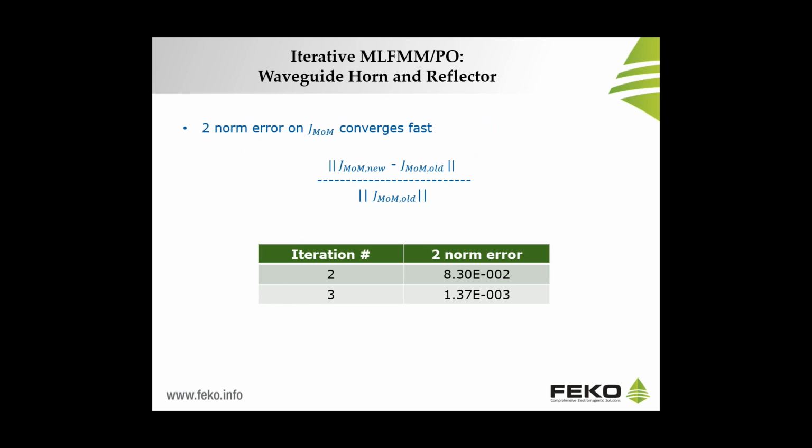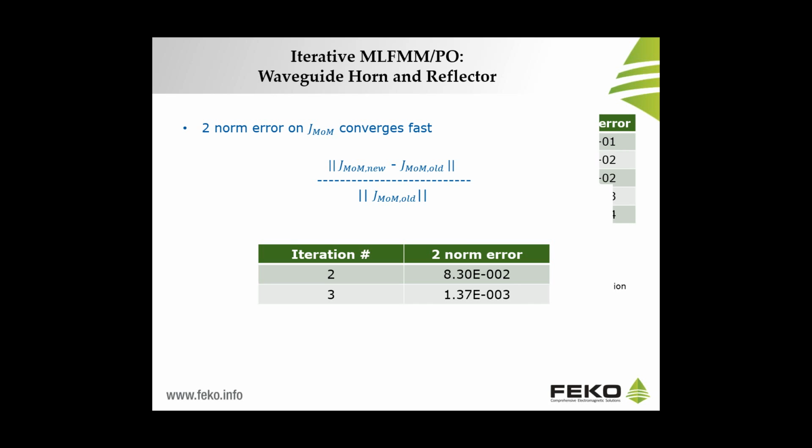Another important characteristic of this iterative solver is convergence, and here you have the formula to compute the JMOM current, and in the table below you have the error for different iterations, iteration number 2 and 3, because as you will be able to see, this new method converges fast and with just a small number of iterations.